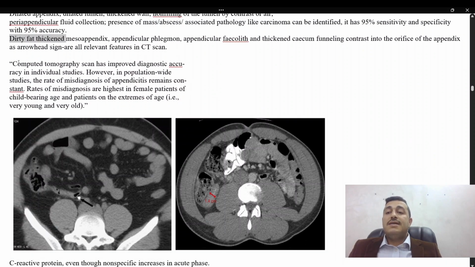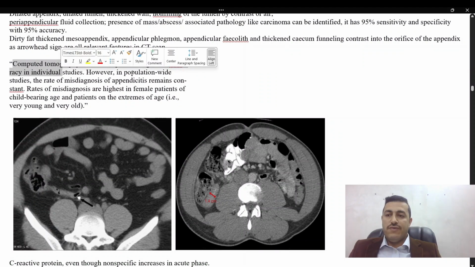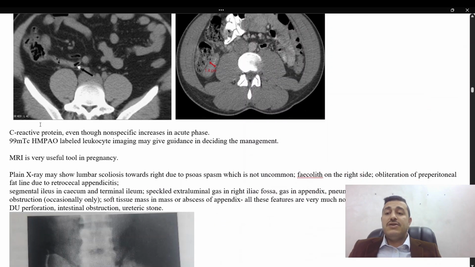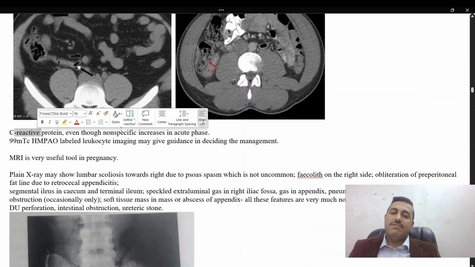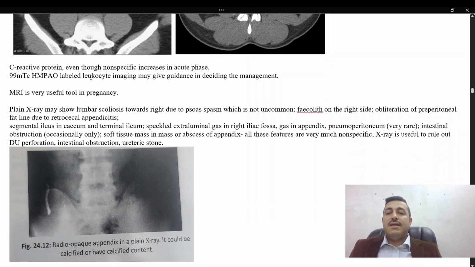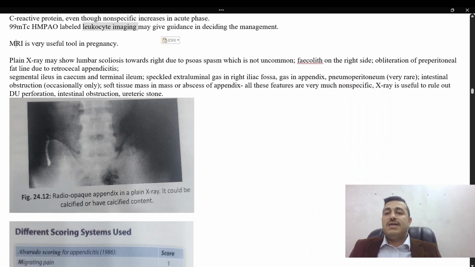You can see here that CT scan has improved the diagnostic accuracy in individuals. However, the rate of misdiagnosing appendicitis remains constant. Okay, C-reactive protein is neither specific nor sensitive, but it's actually elevated, especially in the acute phase. Leukocyte imaging is a type of nuclear medicine where you can find that the leukocytes are aggregated in the right iliac fossa. As we said, MRI is helpful in pregnancy.